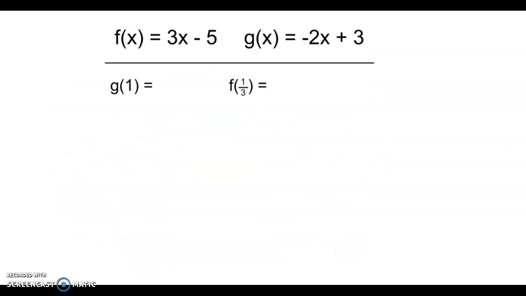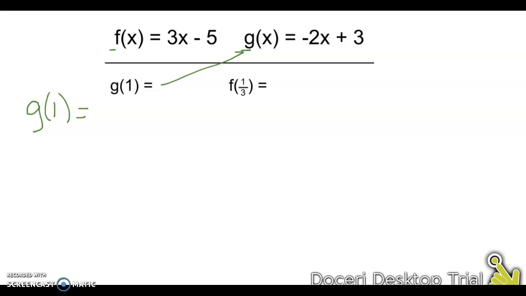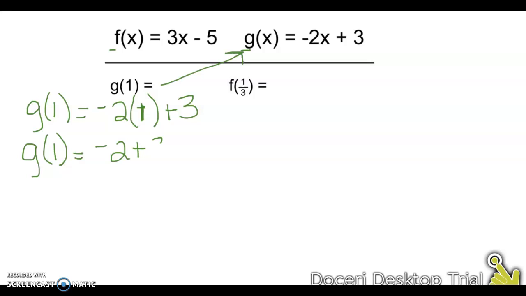Let's do another example. f of x is 3x minus 5. That's our function f. g of x is negative 2x plus 3. That's our function g. So we want to evaluate function g at the point 1. So g of 1 is equal to, again, we're looking at the function g, negative 2 times, we're inputting 1 for x. And then we just perform the math. So the function g evaluated at 1 is negative 2 plus 3. The function g evaluated at 1 is 1.